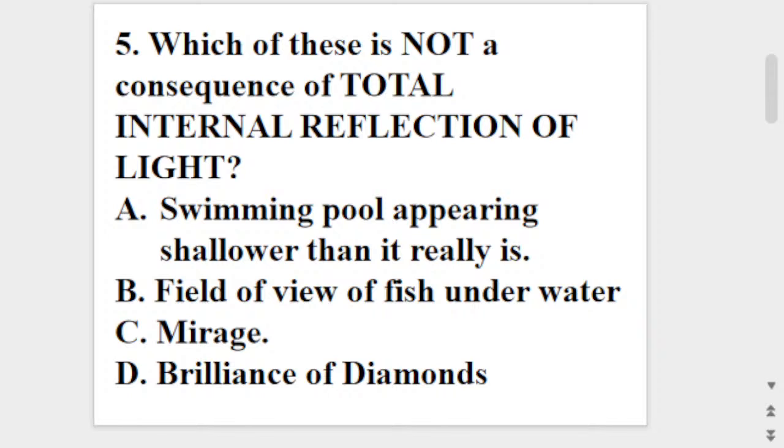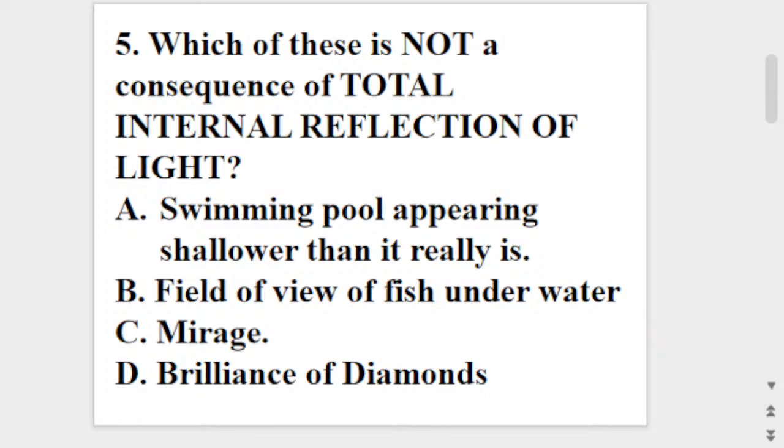Once again, the light must be traveling from an optically denser medium like glass to an optically less dense or rarer medium like air. And number two, the angle of incidence in the denser medium must be greater than the critical angle. And if you are wondering, what is critical angle? Critical angle is the angle of incidence in the denser medium when the angle of refraction in the less dense medium is 90 degrees. So that's for that. And there are four major consequences of total internal reflection of light.